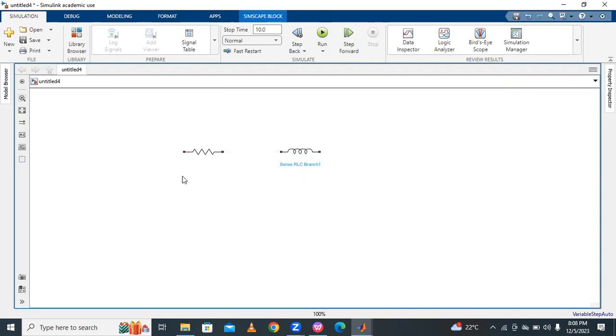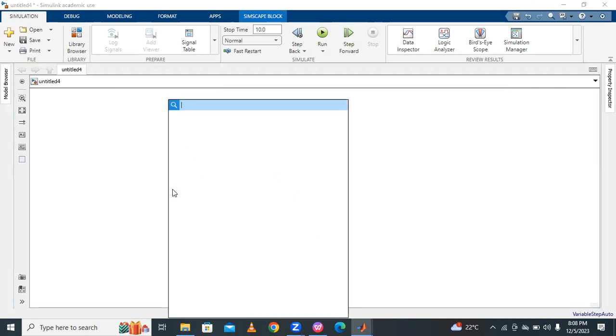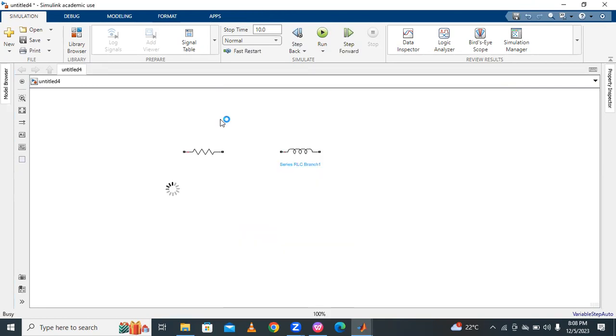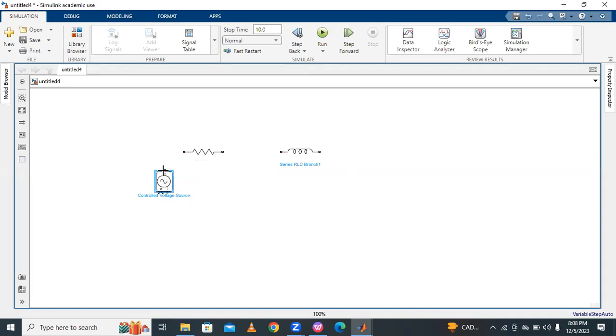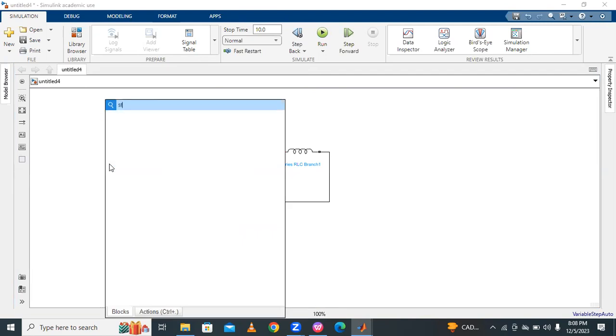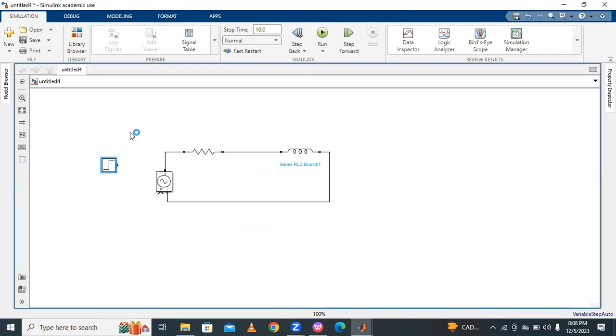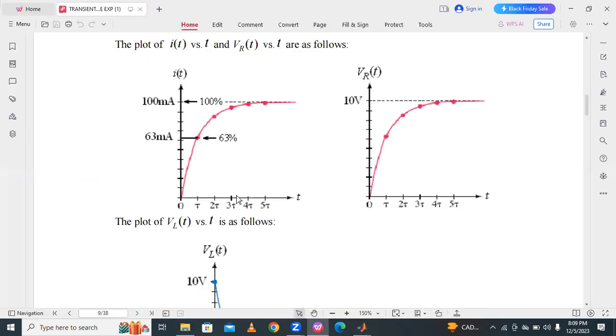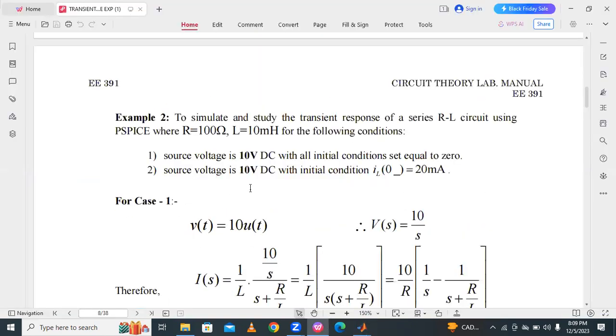Place it like this. And next, what is this controlled voltage? Controlled voltage source is required to connect the step input in this way. RL circuit. And then here, what is our input? Step input. Take step. And the step input, what is the step for the voltage? 10 volts. 10 volts DC.